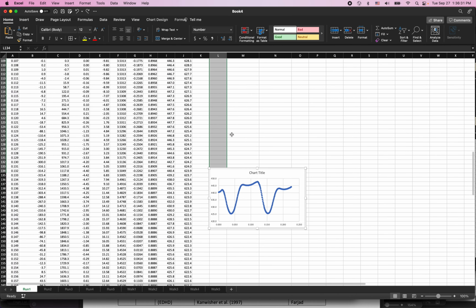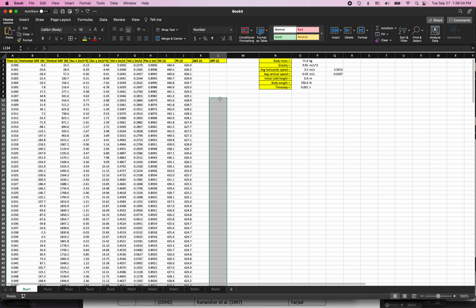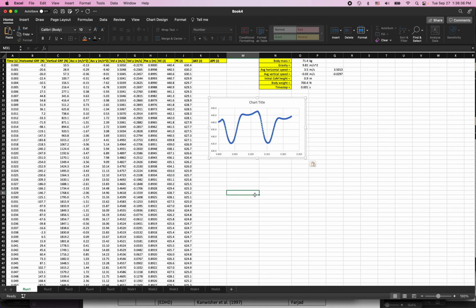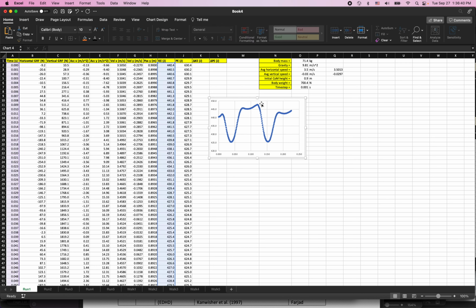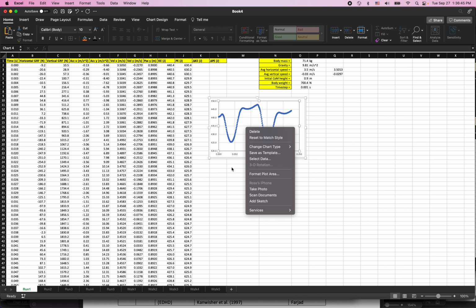Oops. Paste it up there. There we go. Okay, this is kind of an ugly chart. Get rid of that title there. I've only got my kinetic energy on it. I want to also plot my potential energy.